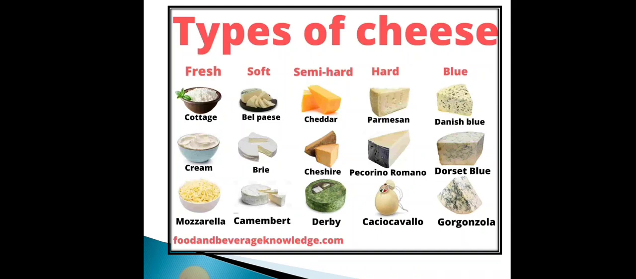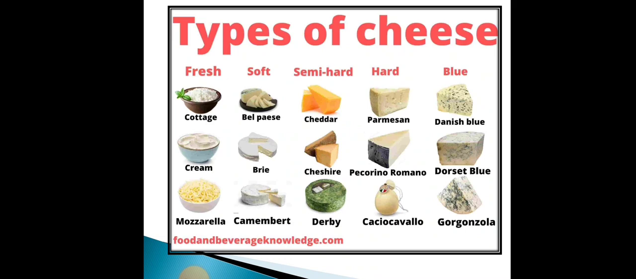In this slide we can observe the different types of cheeses. Majorly these cheeses are divided into 5 different types: the fresh cheese, soft cheese, semi-hard cheese, hard cheese and the blue cheese. Within the fresh cheese we can observe cottage cheese, cream cheese and mozzarella cheese. Within the soft cheese, it is Bel Paese, brie and camembert. Within the semi-hard, cheddar, Cheshire and Derby cheese. Within the hard cheese, it is Parmesan, Pecorino Romano and Caciocavallo. And lastly, the blue cheese includes Danish blue, Dorset blue and Gorgonzola. So these are the different types of cheese.